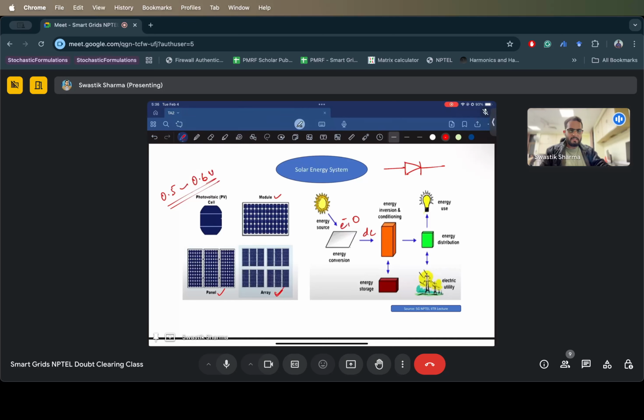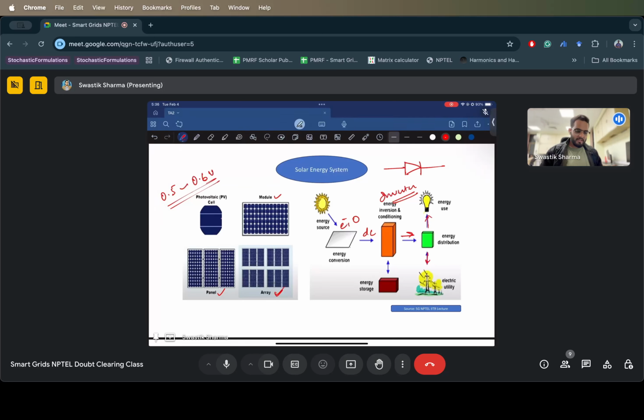Now we want to use it to power our loads, which are predominantly AC. So we first have to do inversion and conditioning, because the output can be feeble and very variable. We need to do conditioning before we can use it. We use what is called an inverter, and this inverter converts DC to AC, and we distribute this energy either for our usage, or we send it to the electric utility for a monetary benefit.